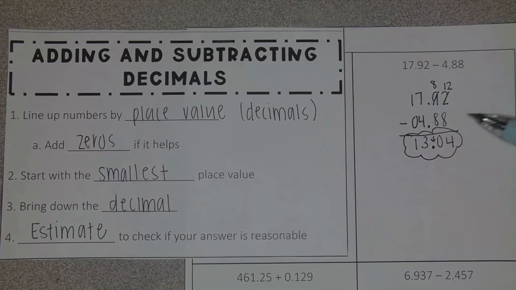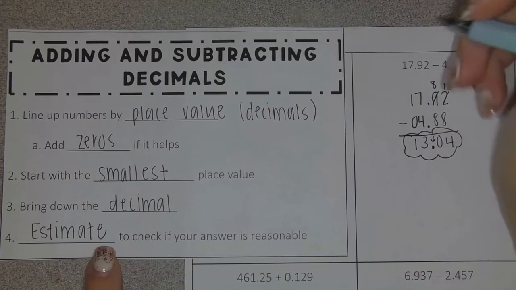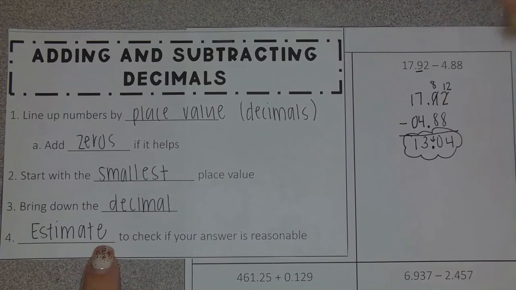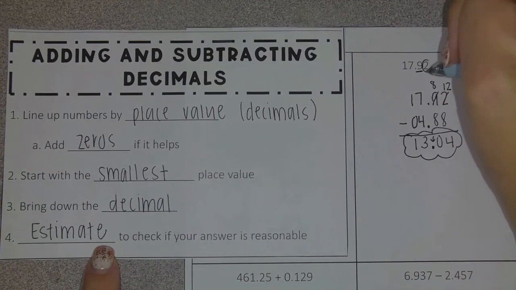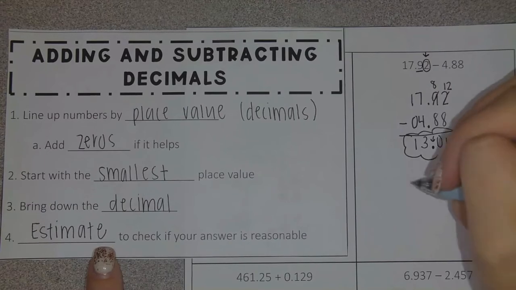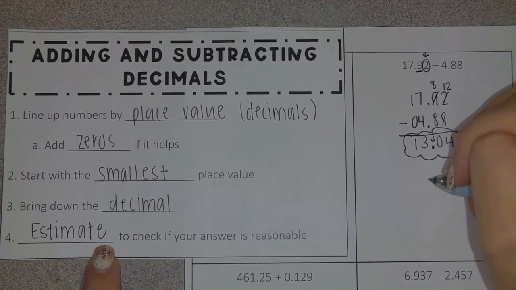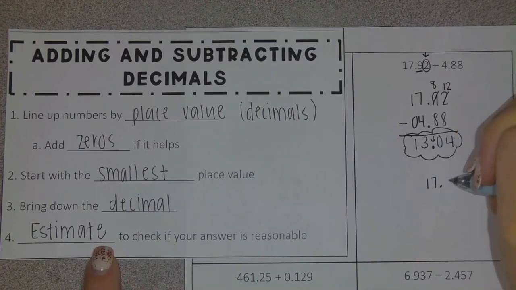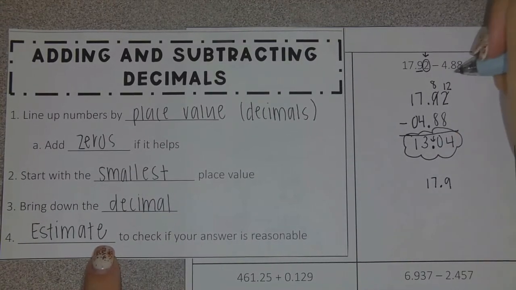So I'm going to round this one to the tenths place. I feel like that's going to give me a pretty good estimate. So if I round to the tenths, 9 is in the tenths position, 2 is next door, so that's 4 or less. We're going to give it a rest. So 17 and 92 hundredths just becomes 17 and 9 tenths.